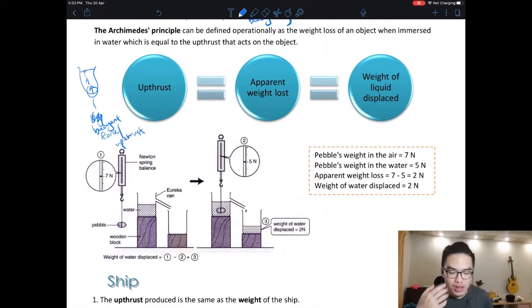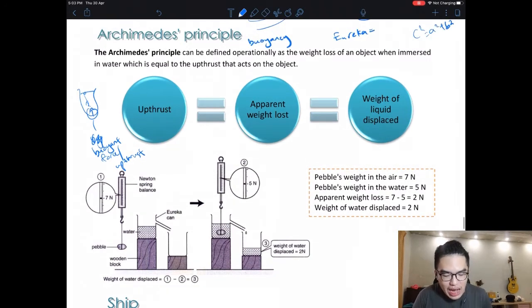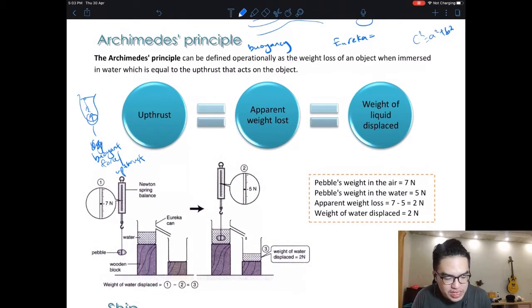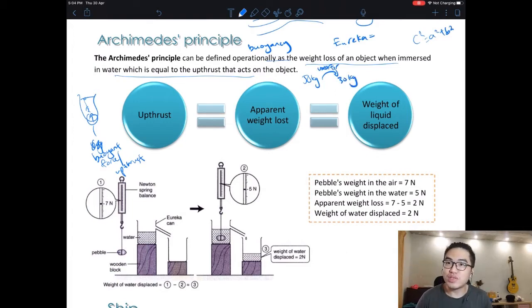So Archimedes' principle states that the weight loss of an object is equal to the upthrust on the object. Which means, let's say now I'm 50 kilo, I jump into water, I'm 30 kilo. I feel like I'm 30 kilo. So what's my upthrust? My upthrust is 20, because I lost 20. This is the one I lost. I lost 20, so the upthrust is 20. Makes sense, doesn't it?